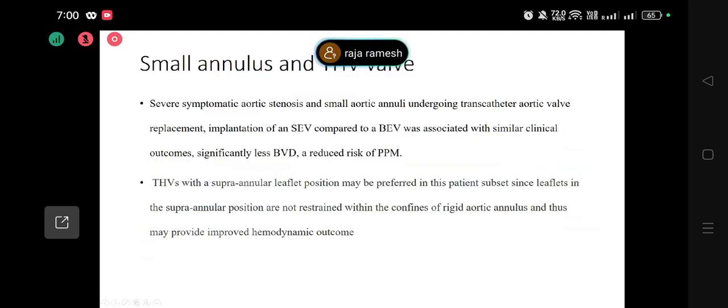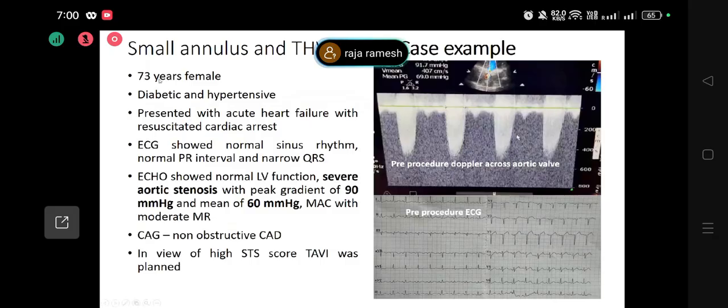So I will show a small case example. This is a 73-year-old female, diabetic, hypertensive, presented with acute heart failure. We can see ECG normal and our angiogram was non-obstructive. Echo showing severe aortic stenosis. Again, in view of the heart team discussion and STS score, TAVI was planned.